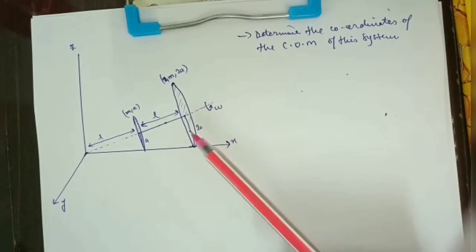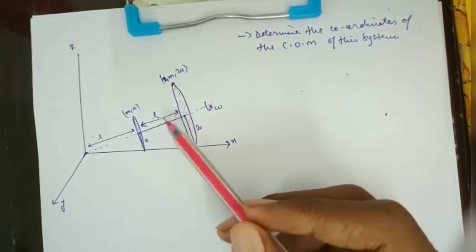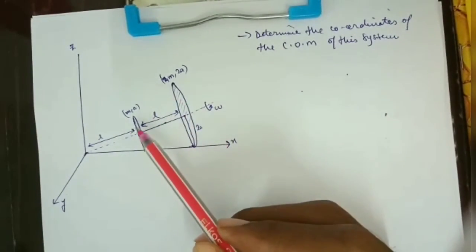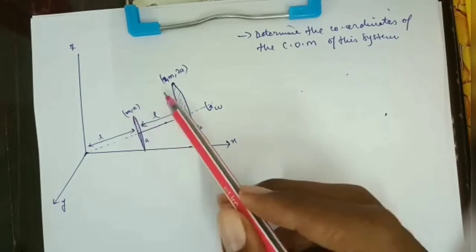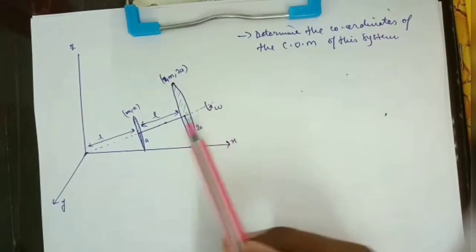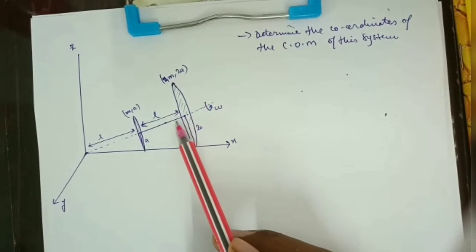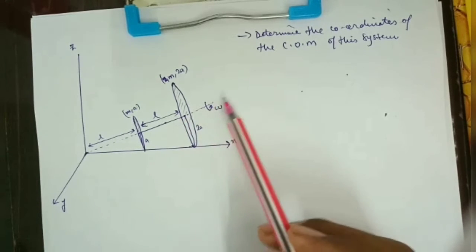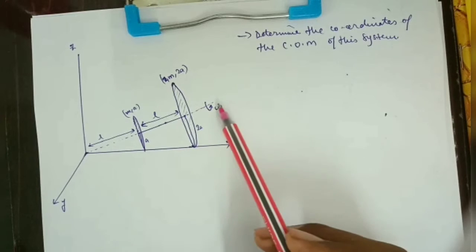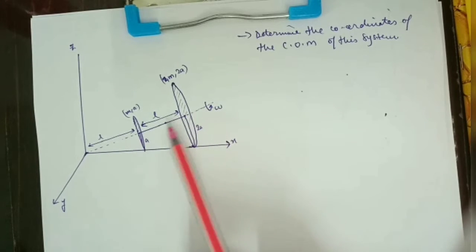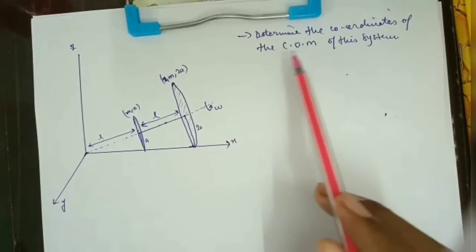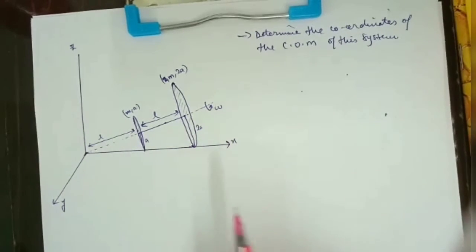So let's solve this. As we can see, this system comprises two discs, of mass m and radius a, and mass 4m and radius 2a, connected by a massless rod of length L, and this entire system is rotating with an angular velocity omega about this axis, and we are supposed to find the coordinates of the center of mass of this system.